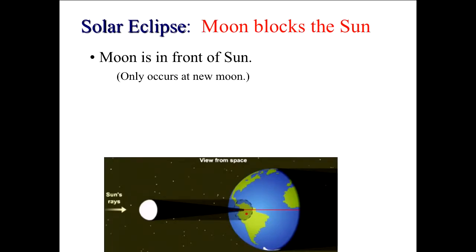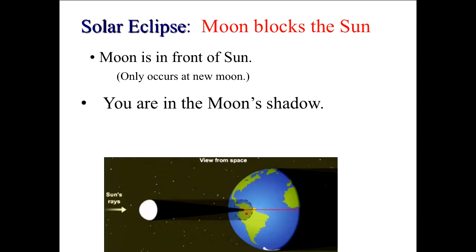So here's the summary. The moon is in front of the sun during a solar eclipse. If that's true, then of course it's a new moon, right? You can't see the moon at all because the sun is behind it, illuminating the backside of the moon. And if you're in a solar eclipse, you are in the shadow of the moon. Cool. And the darkest spot of that shadow is called the umbra. That's that spot right there.